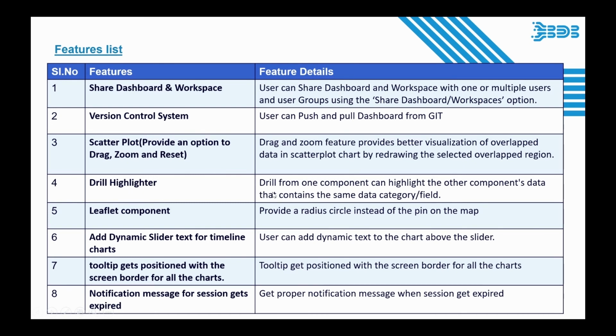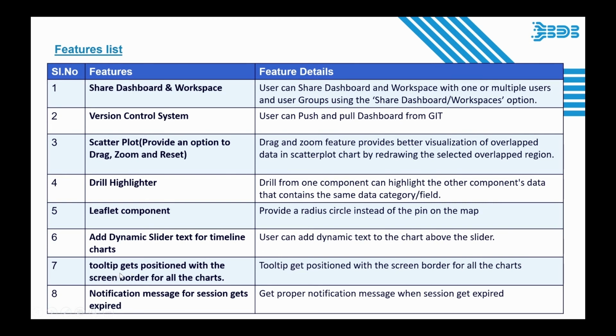So when we drill from one component, it can highlight the other component's data that contain the same data category and field. Leaflet component. In this component we have provided a radius circle instead of the pin on the map. Next is add dynamic slider text for the timeline. So now the user can add dynamic text to the chart above the slider.